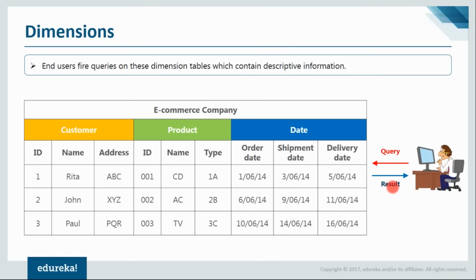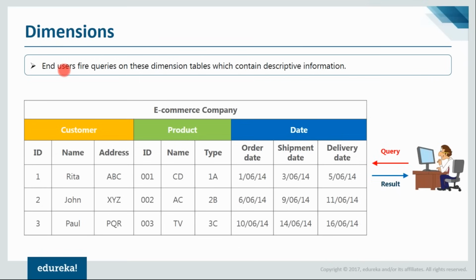Why? Because when you store data, it will be in this form, right? So you will have your customer ID, the name, address, and the product that particular person purchased, the name of the product, the ID of that product, the type of the product, and then the date as to when it was ordered, when it was shipped, and when the delivery was completed. So you have all these details in a structured format. That's the benefit that dimensions in a data warehouse give us, right?